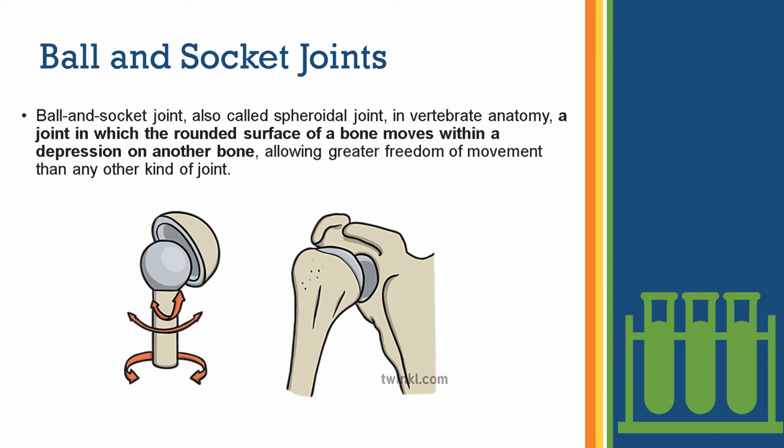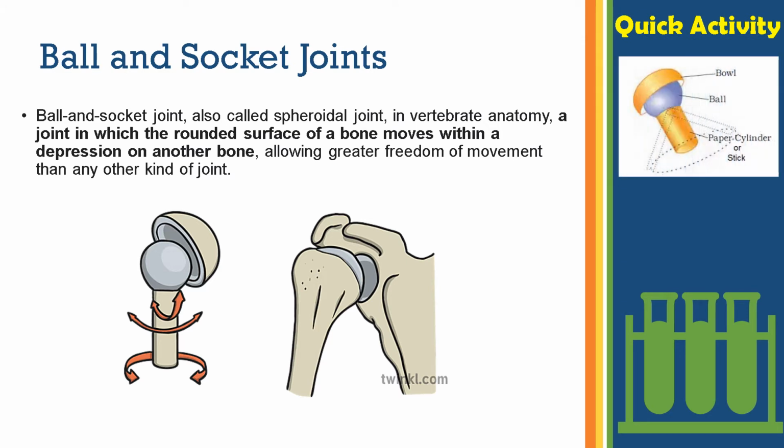So to understand easily, I recommend a quick activity to you. Take a ball and a bowl. Now attach a paper cylinder or stick to the ball and try to rotate the ball in the bowl. Yes, it rotates completely, just like the ball and socket joints. This activity proves that ball and socket joints rotate completely, not through real life or physically, but through an easy activity.